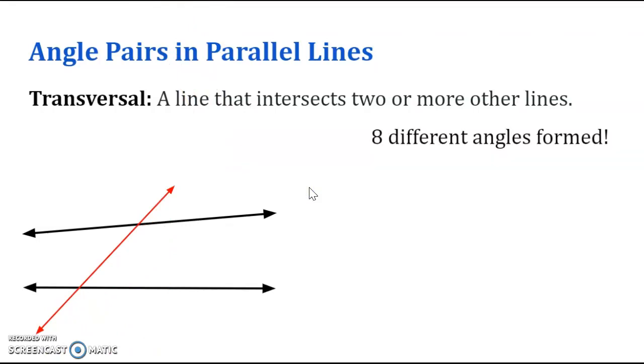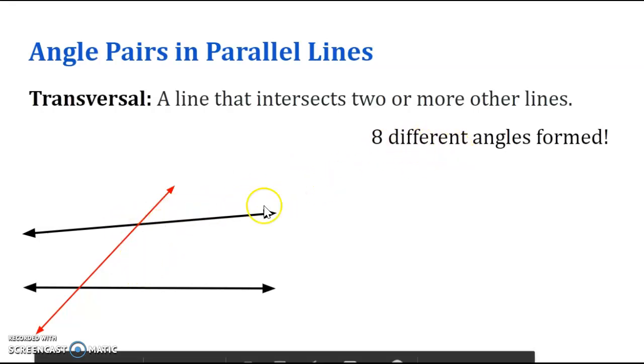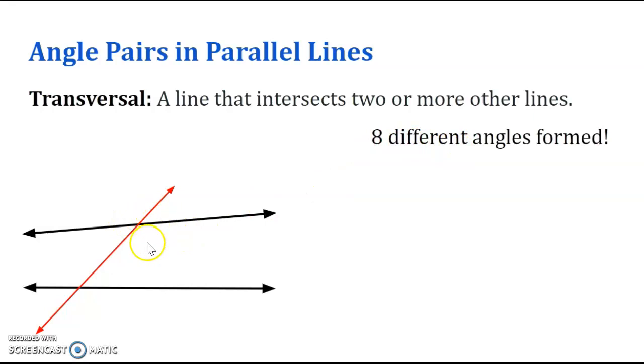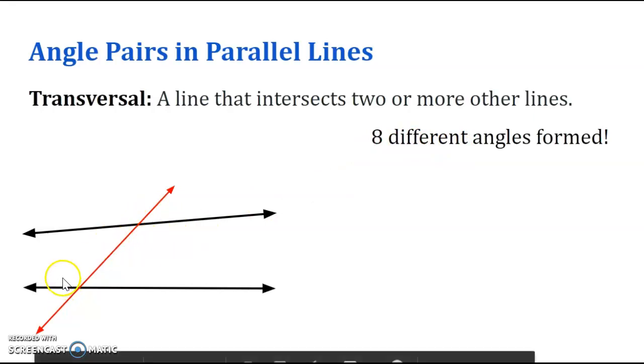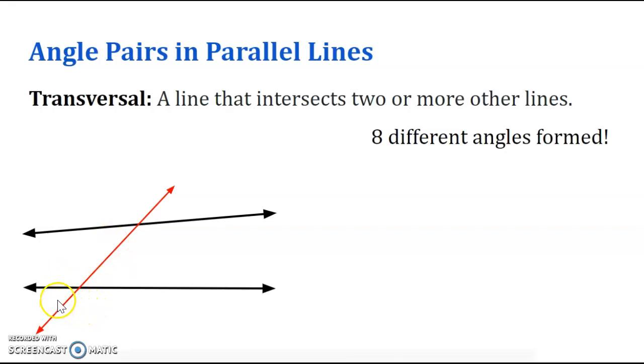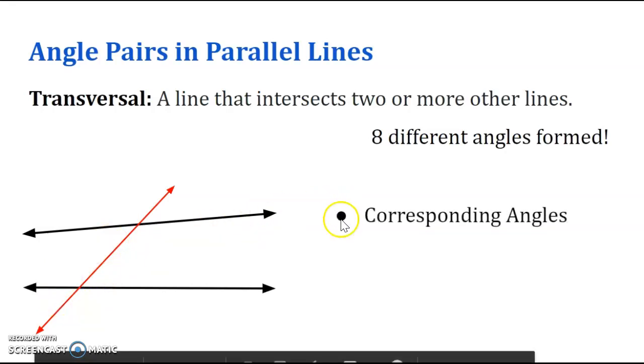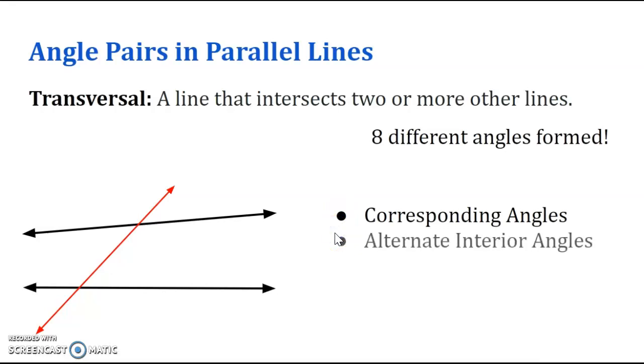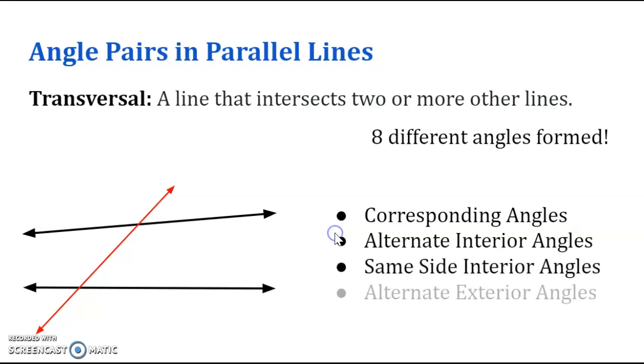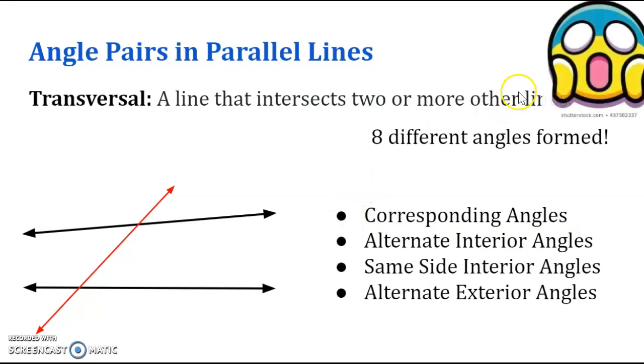So when you have a transversal that cuts at least two lines, you are going to get 8 different angles formed. 1, 2, 3, 4, 5, 6, 7, 8. 8 different angles are formed. So they all have angle relationships called corresponding angles, alternate interior angles, same side interior angles, and alternate exterior angles. And now you're thinking, how am I going to remember that? Okay, so we're going to break it up.